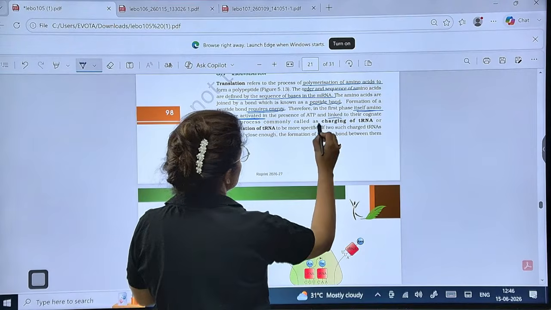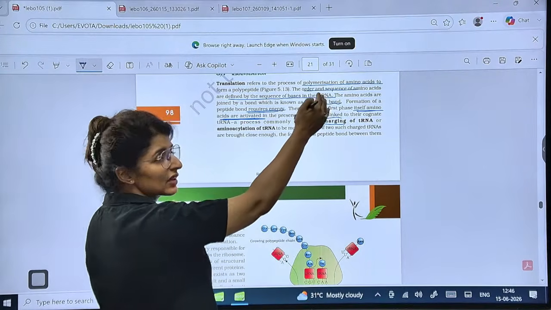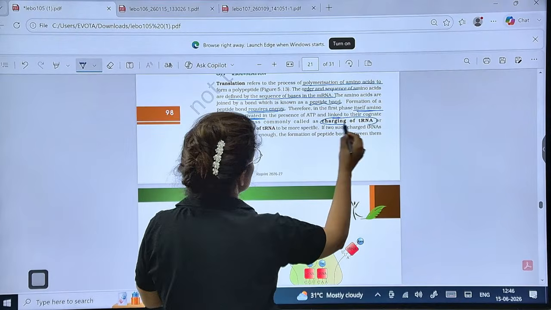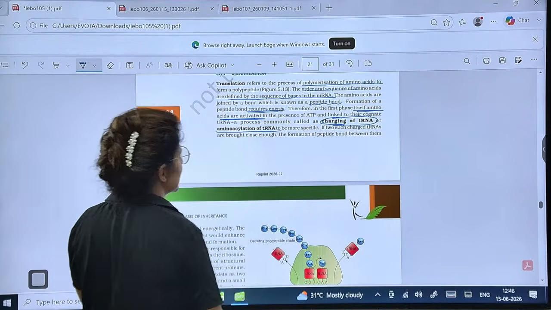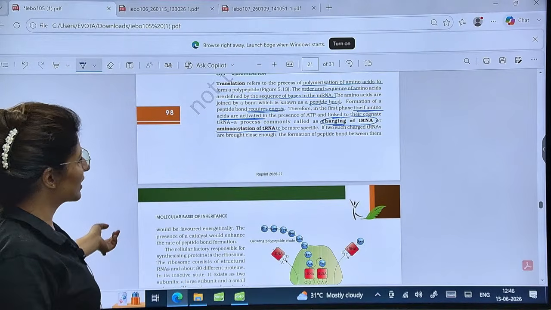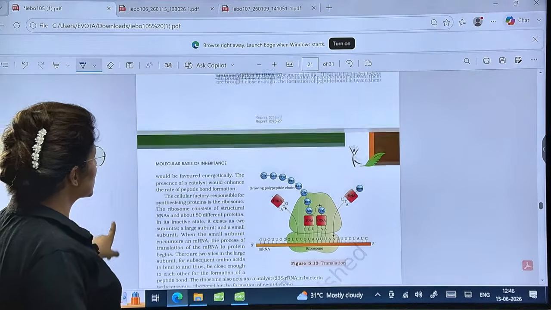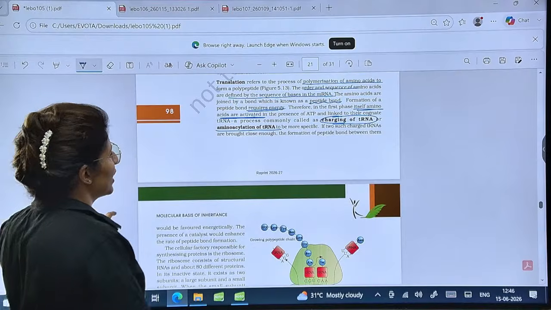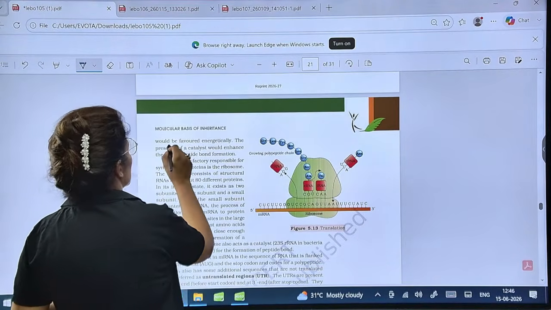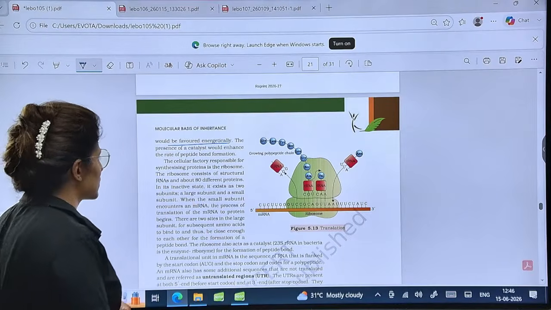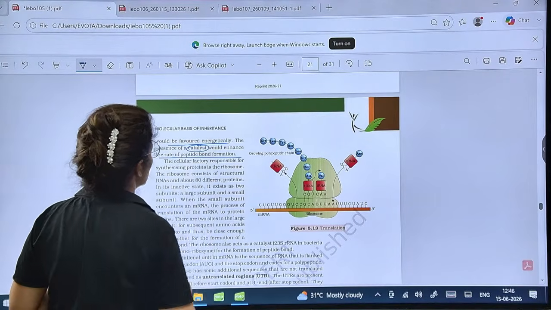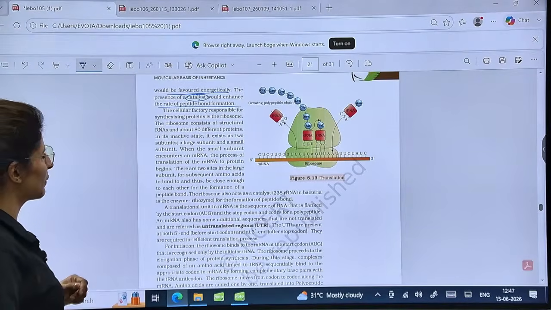Now, this is known as... these activated amino acids are put on the tRNA. This is called charging of tRNA or aminoacylation of tRNA. Is that clear? Now, when the two charged tRNAs are brought together, there is formation of a peptide bond because this is favored by energy. Is that clear? Now the presence of a catalyst is also going to enhance the rate of peptide bond formation.